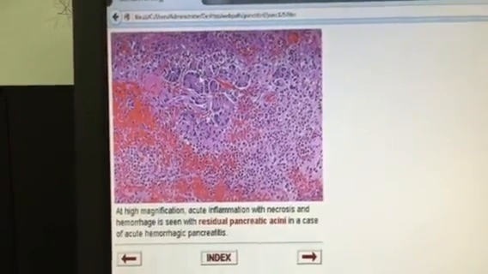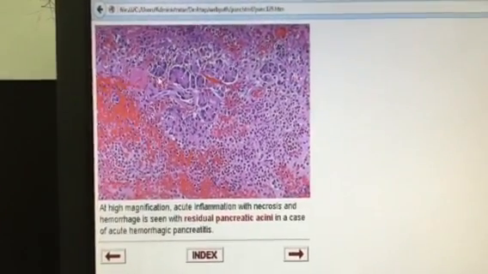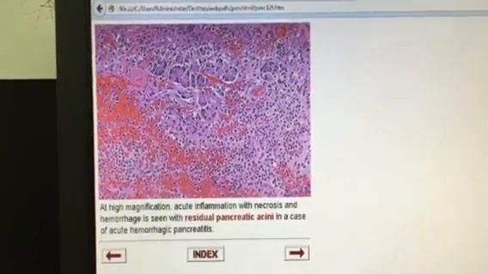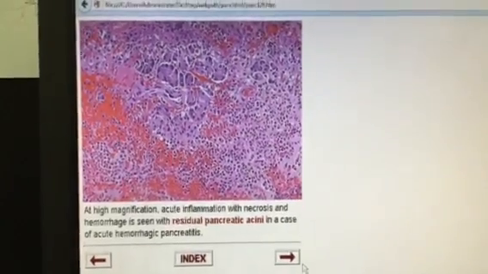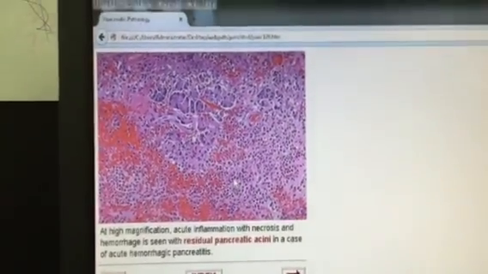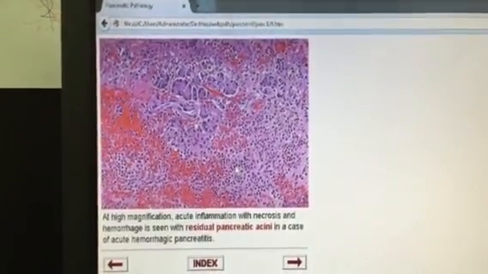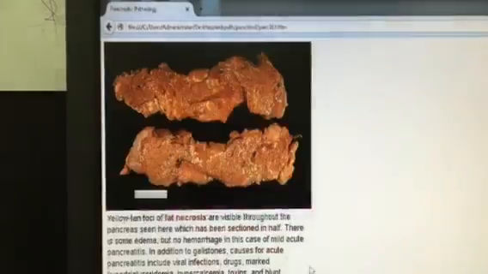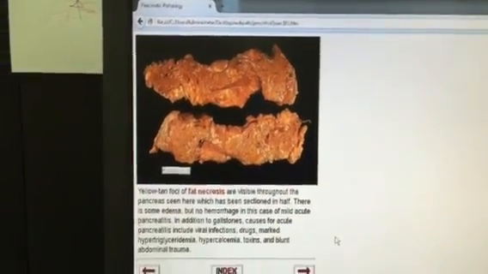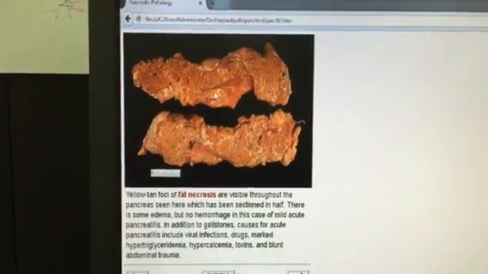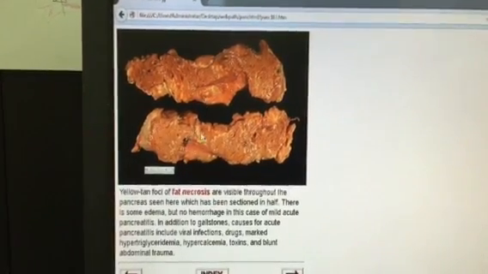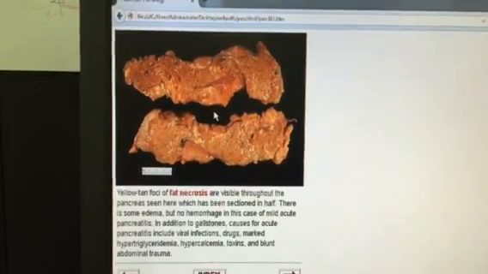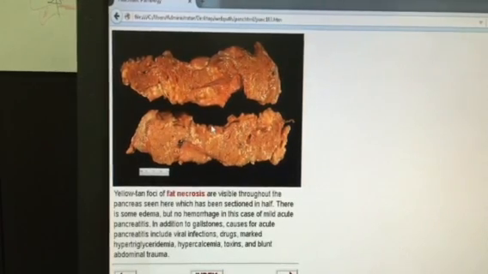This is residual pancreatic acini in a background of what? Hemorrhage and inflammation. If the inflammation goes to the islets of Langerhans, the patient will present with diabetes. This is fat necrosis of the pancreas. This is the same pancreas, but we have cut it longitudinally. If there are any questions, please ask me.